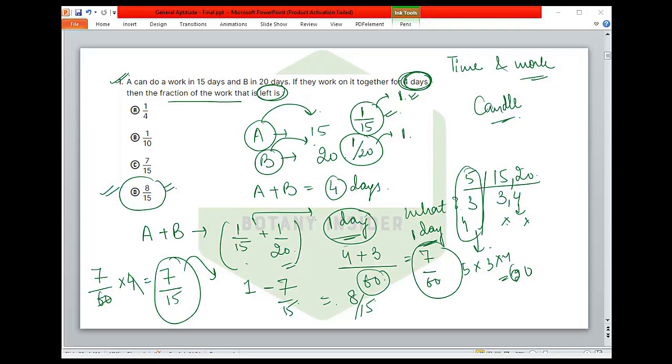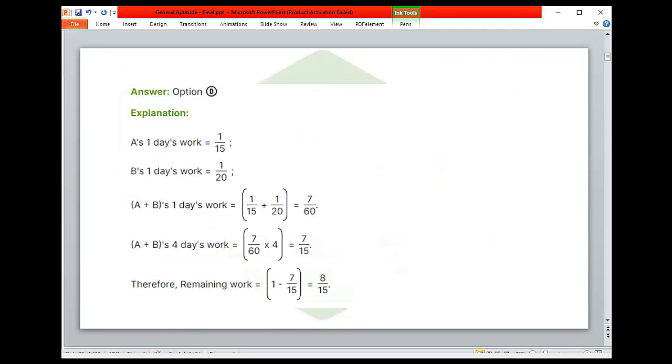It's very simple. You just have to make sure that in the last step you read the amount of work left. They have intentionally given you 7 upon 15 and 8 upon 15 both as the options. Clear? Let's move on to the next question now. So this is the complete explanation. 1 upon 15, 7 upon 60 in 1 day, in 4 days, and the total work remaining.